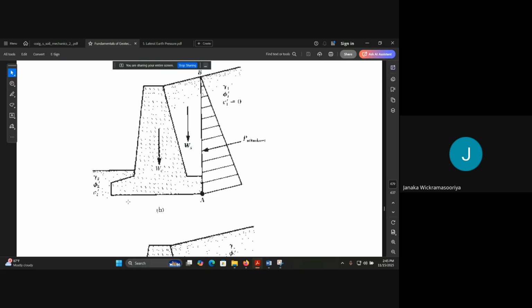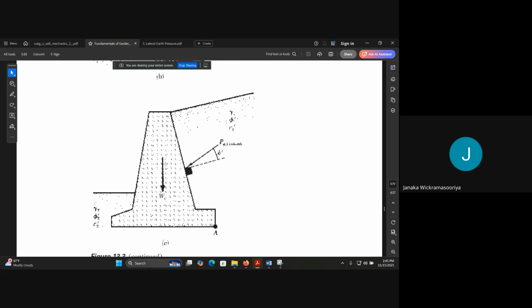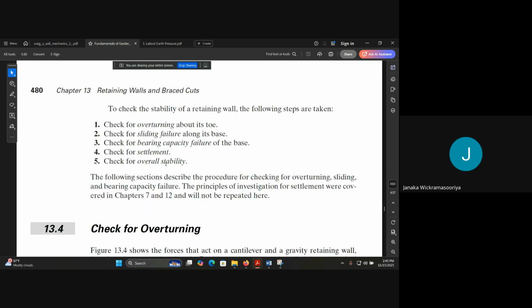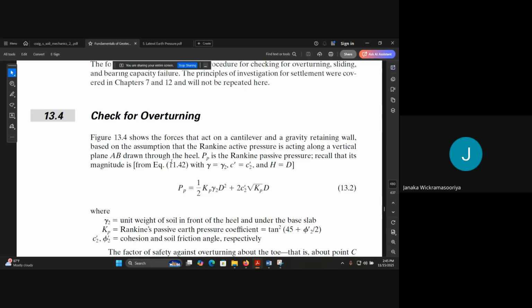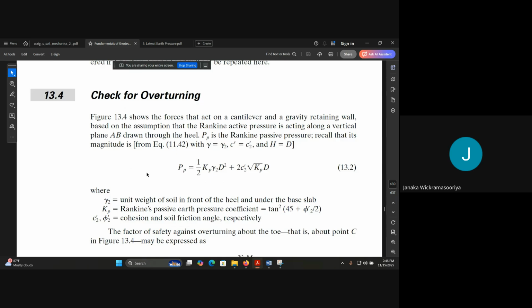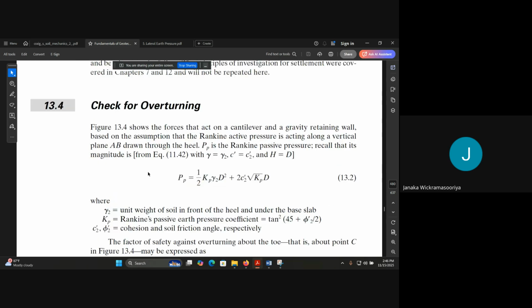And in a gravity wall, the same thing happens. So basically what we check is, we check for overturning, sliding, and bearing.